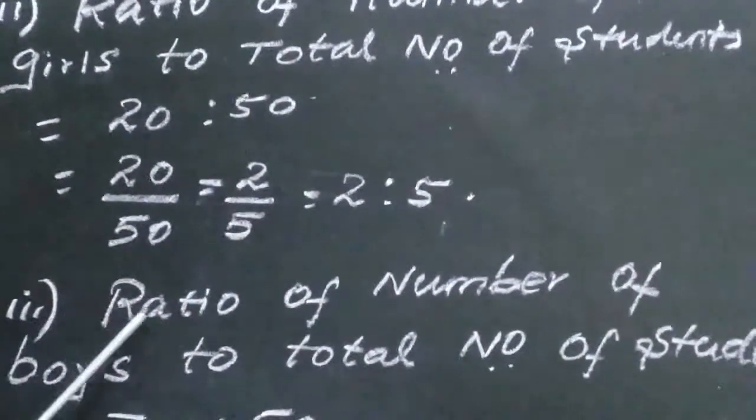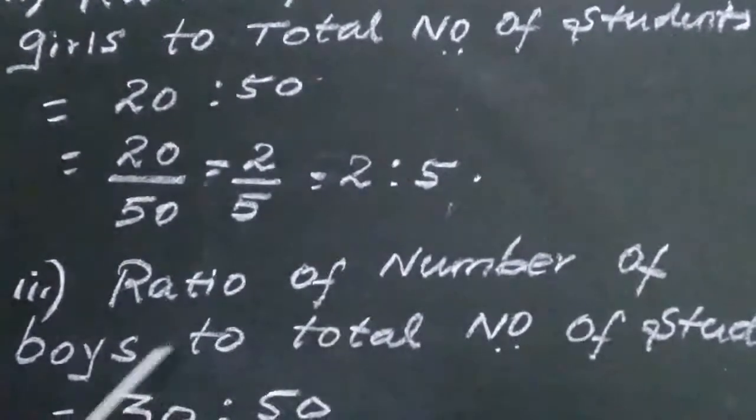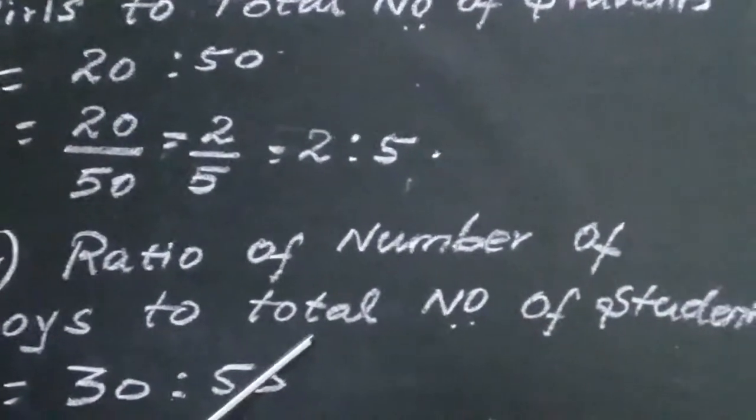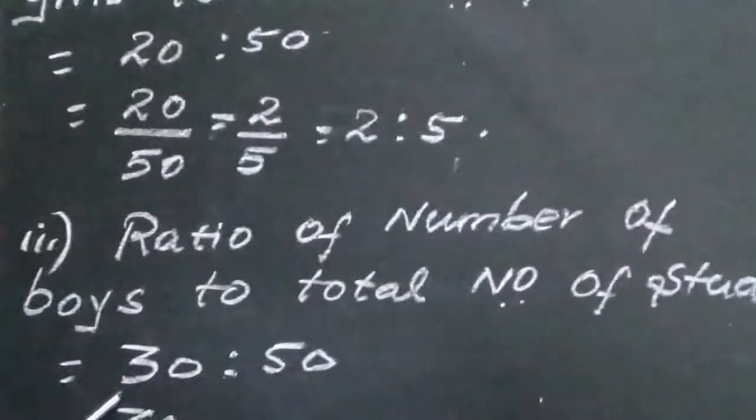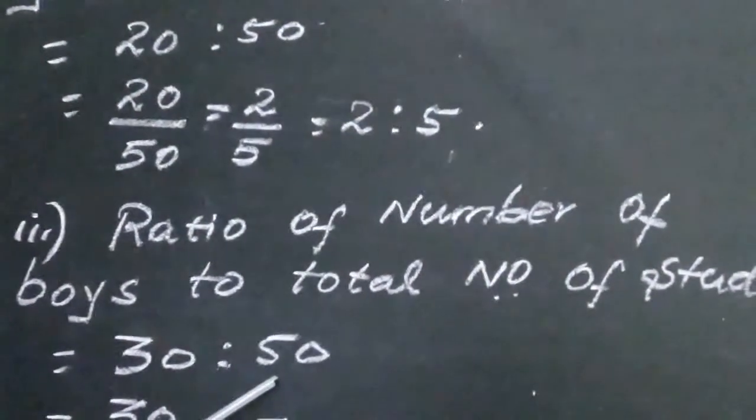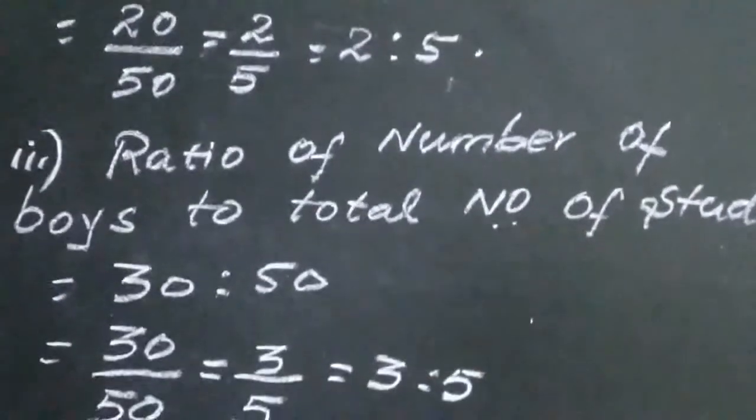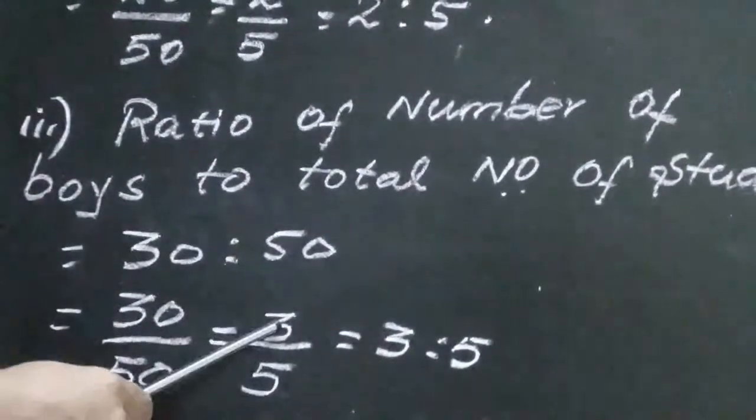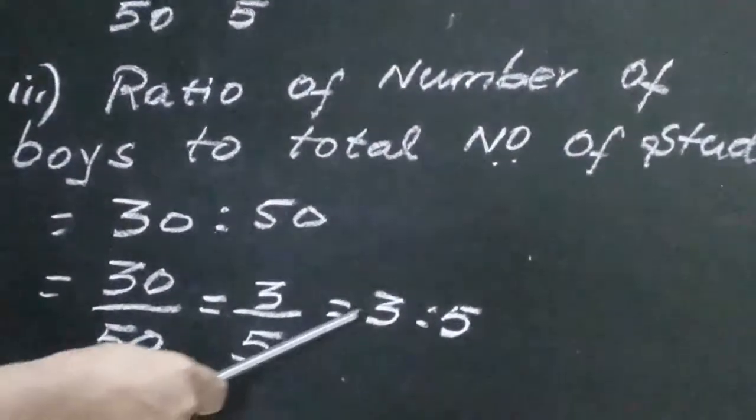Third subdivision, ratio of number of boys to total number of students. So number of boys 30, total number of students 50. So 30 divided by 50. So in 10 table 3 times, 10 table 5 times. So 3:5 is the answer.